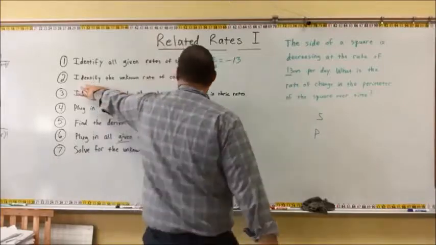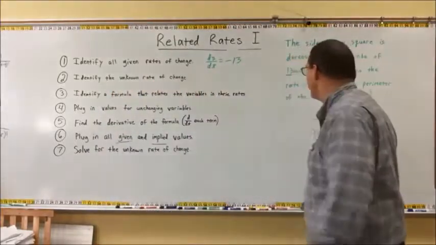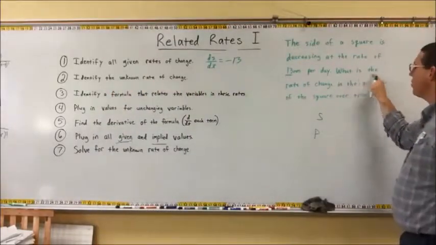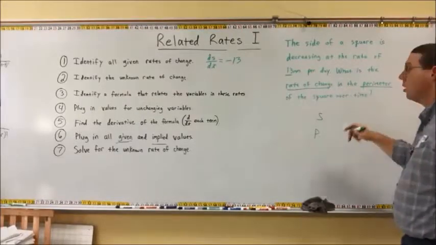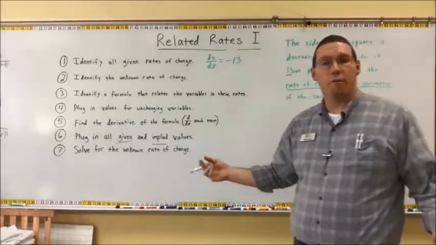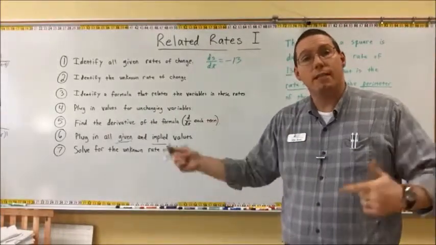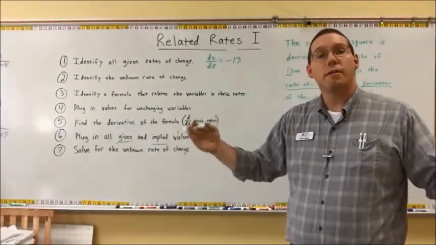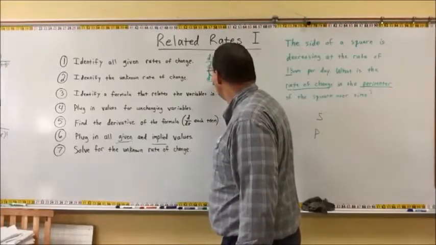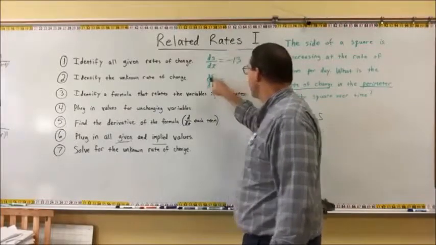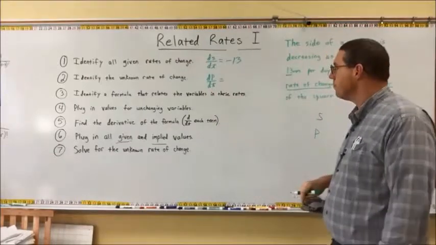Then step 2 says identify the unknown rate of change. Well, it's asking what is the rate of change in the perimeter? Okay, so our variable is P. So that's d dt of P, that's dp dt. So we're trying to figure out what dp dt is, the rate of change in the perimeter.